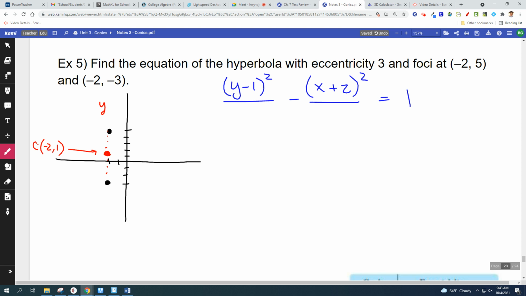Well, the distance here is 4. Remember, that's C. C is the distance from the center to the focus, right? C is 4. So what else did they give me? They didn't give me A, they didn't give me B, but they did give me that eccentricity. That's kind of a weird thing to give me, but remember, we've got a formula for eccentricity. Eccentricity is C over A. So I know the eccentricity is 3, and I know the C value is 4. So I should be able to solve that equation and find A.